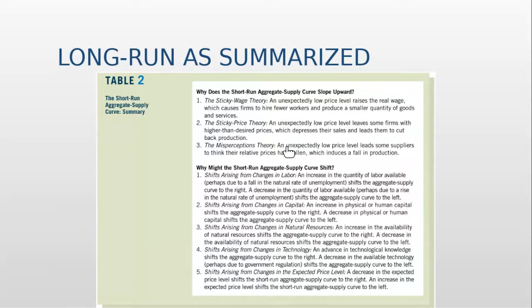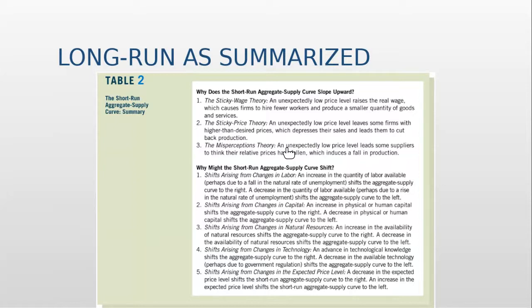We also have the sticky price theory, which is that an unexpectedly low price level leaves some firms with higher than desired prices, which depresses their sales and leads them to cut their production. This is basically the idea that if price levels are a bit lower than we expected and inflation was lower than expected, firms have overpriced themselves in expectation of inflation, and ultimately this means that their goods are less attractive and less desirable than they otherwise would be.